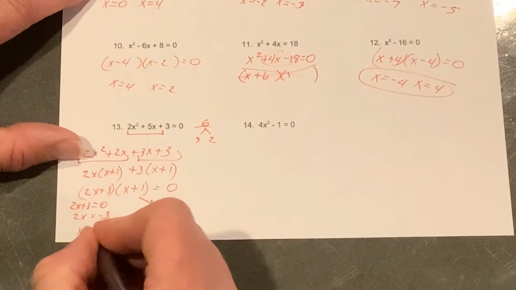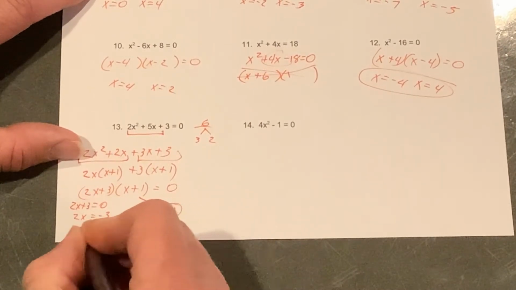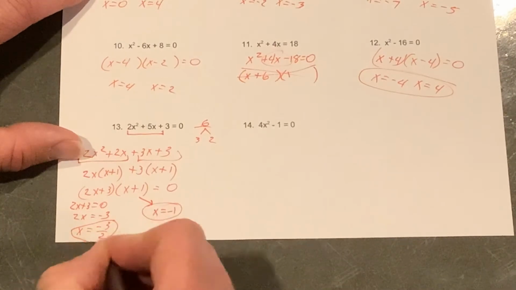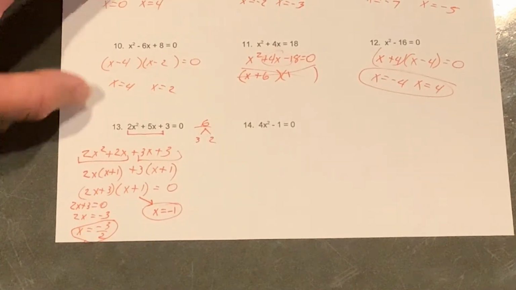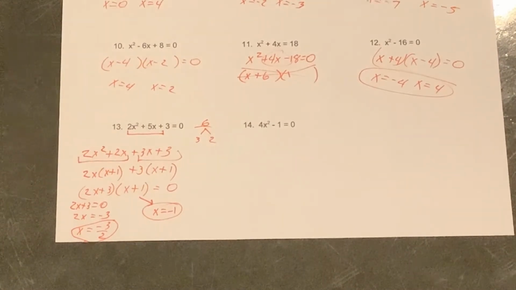Divide by 2, I get x equals negative 3 halves. So not nice, neat integer answers like all the other ones, but still doable by factoring. Just a little bit more work. Like I said, next week we're going to do that one a completely different way, which will be better. So half the idea is learning which way to go about doing some of these.